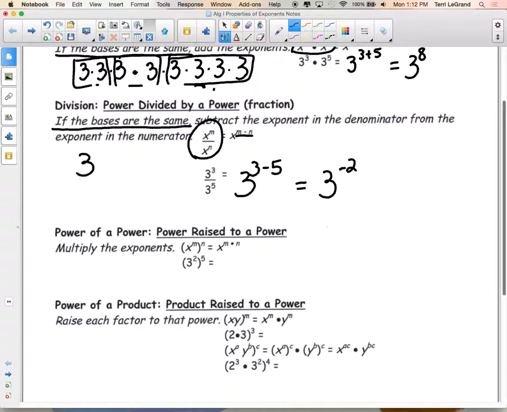3 to the 3rd power means, do this with me, 3 factors of 3. 3 to the 5th power means 5 factors of 3.